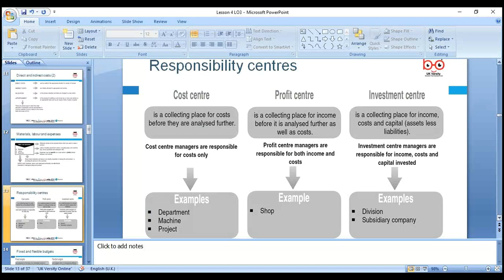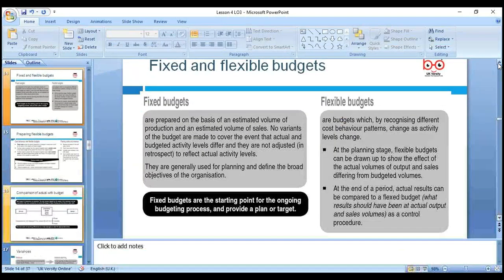Flexible budgets are budgets which recognize different cost behavior patterns and chart the activity level. At the planning stage, the flexible budget can be drawn up to show how it is affected by the actual volume of output and the different budgeted volumes. At the end of the year, the actual result can be compared with the flexed budget, and the result should be compared with the actual output. So, like your budget for 100 but the actual is 200, you need to make sure our budget is different.